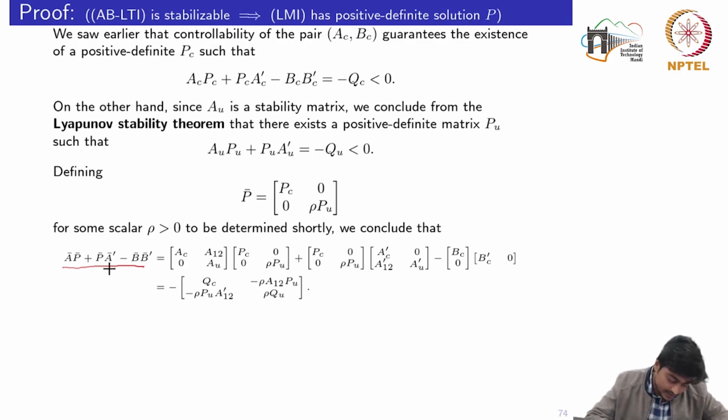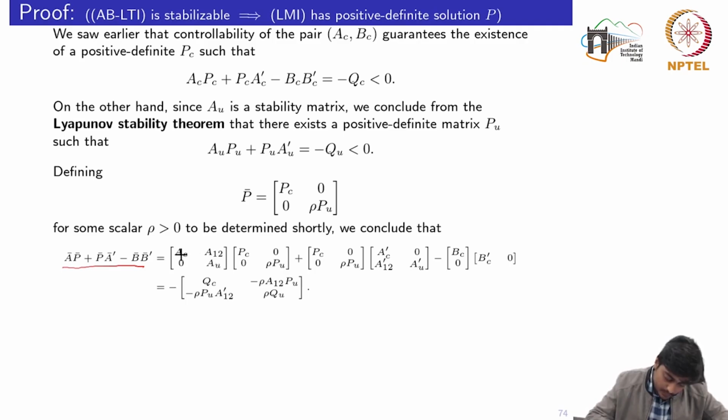Okay, so let's take the left hand side of that equation and start putting in the matrices we obtained. A bar is basically this one. If I write all these matrices explicitly, P bar we are defining as this matrix, and similarly B bar I can write with this BC. Now simplifying them, I would have AC PC plus PC AC transpose minus BC BC transpose, which is nothing but minus QC. So here I would have QC, and I have taken the minus sign outside of this matrix.